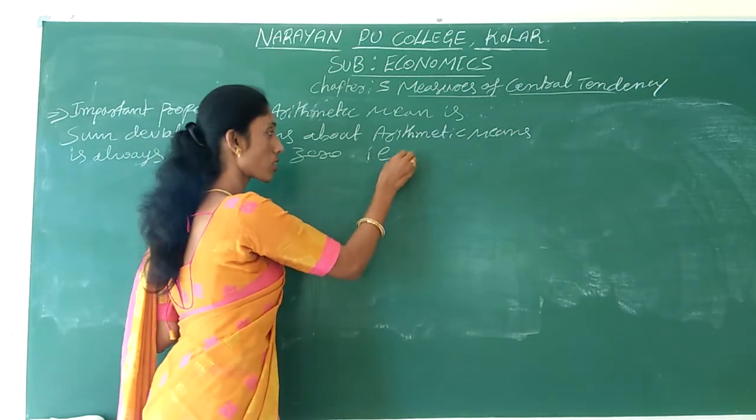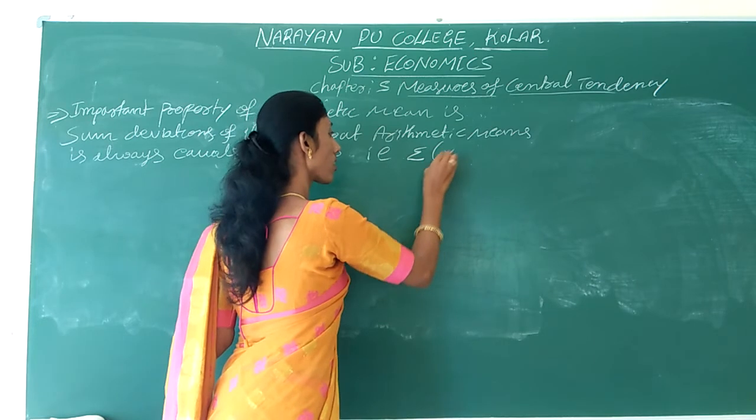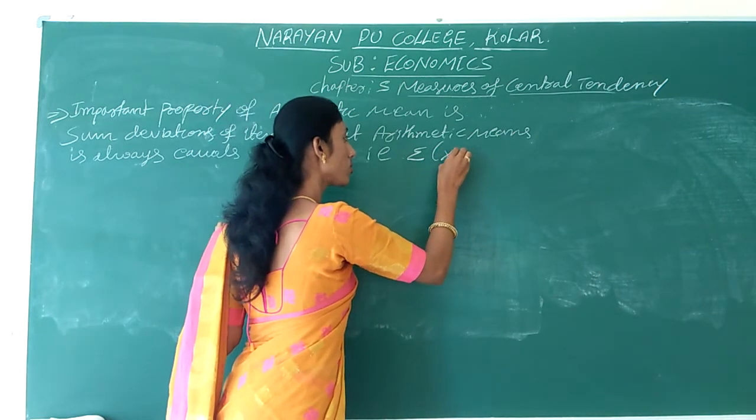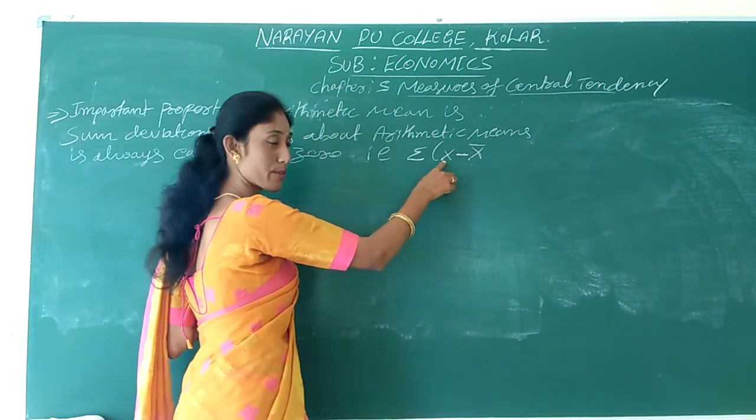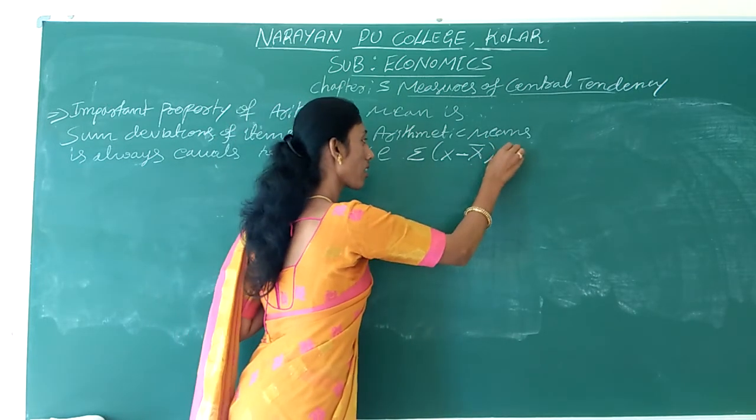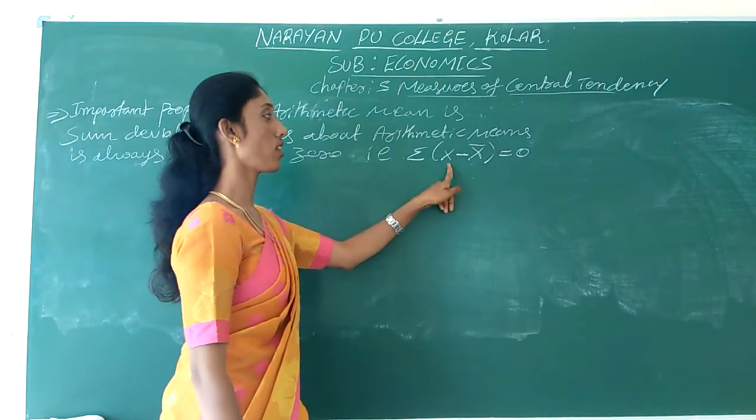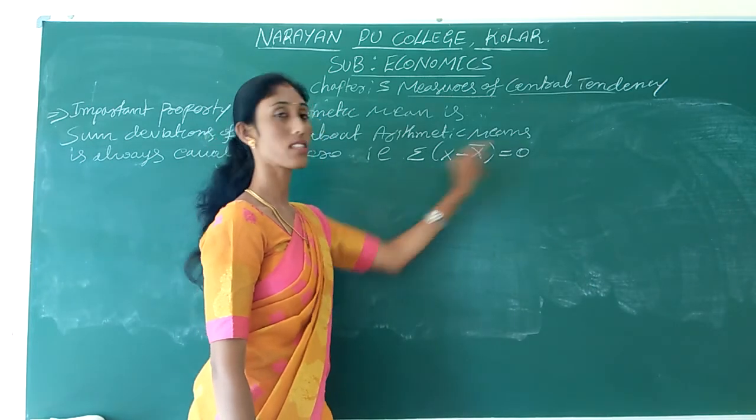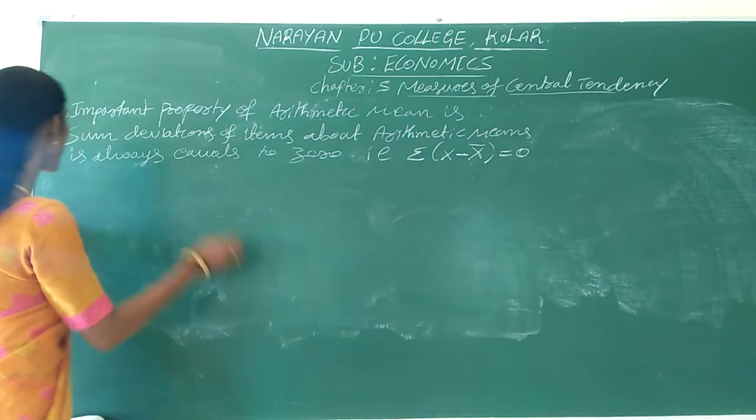That is, symbolically we can write down the sum of all the observations about arithmetic mean. X means observation, X bar means arithmetic mean, and the sum of (X minus X bar) is always equal to 0. Sum of all the observations about arithmetic mean will always be equal to 0. For example, I will show you how it works.